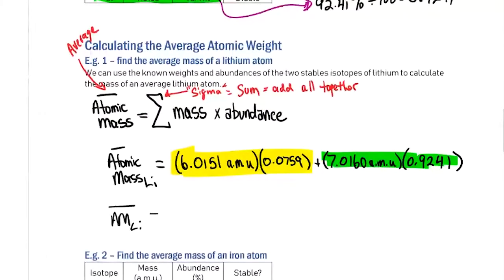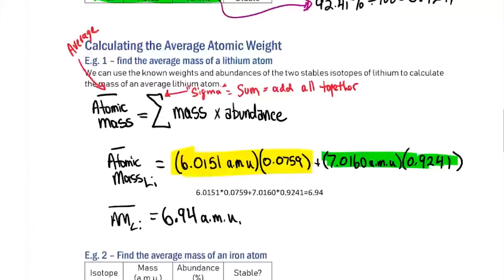And then this should let us find the average atomic mass of lithium. I want you to get in the habit of doing this in one step on your calculator. So we should be able to say 6.0151 times 0.0759 plus 7.0160 times 0.9241. And when we put it all together, we get 6.94 atomic mass units.